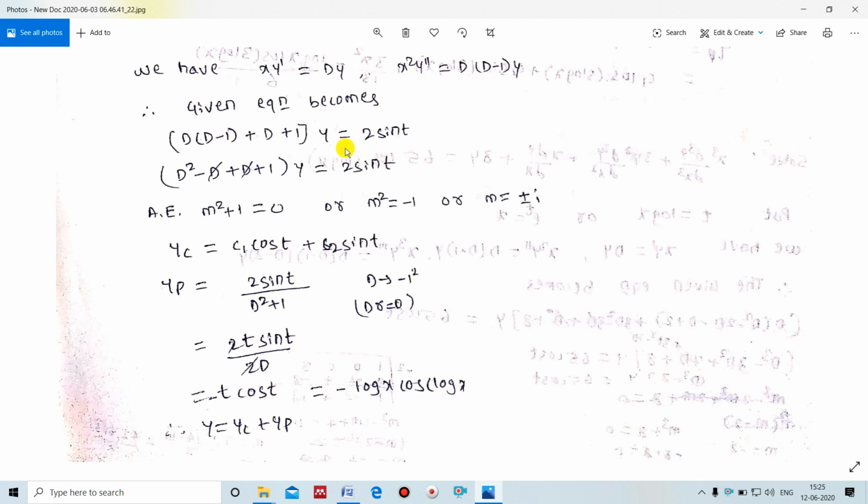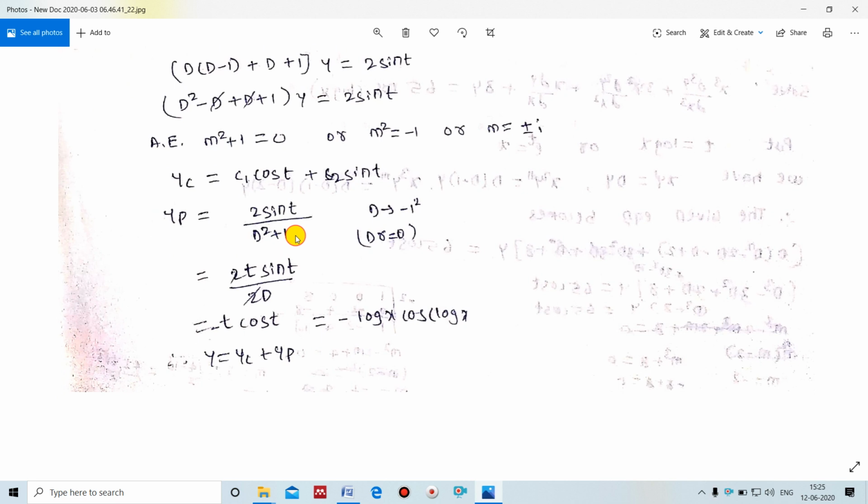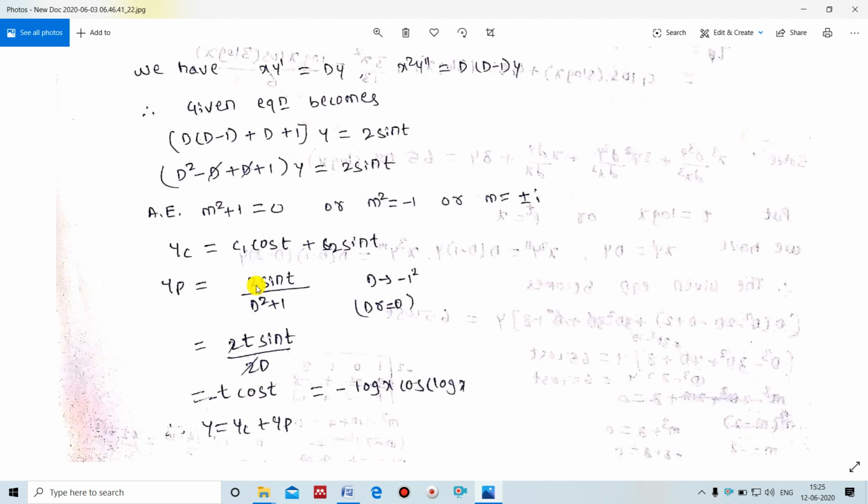To find the particular integral, PI is X divided by f of D, that is 2 sin t divided by D square plus 1. It is type 2, so replace D square by minus a square, that is minus 1 square. If you put minus 1, the denominator will be 0, so multiply by t, and differentiate the denominator: 2t into sin t, the differentiation of D square plus 1 with respect to D is 2D, and 1 will be 0. So the 2 cancels, remaining is t sin t divided by D.